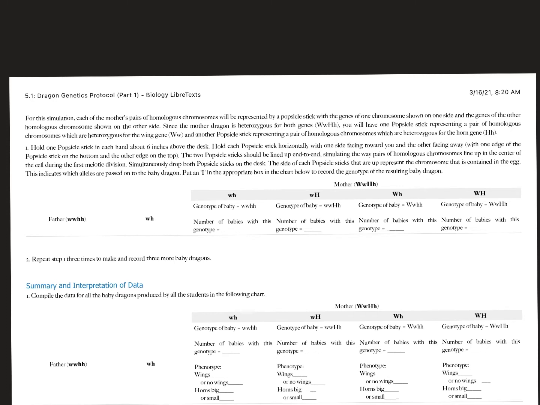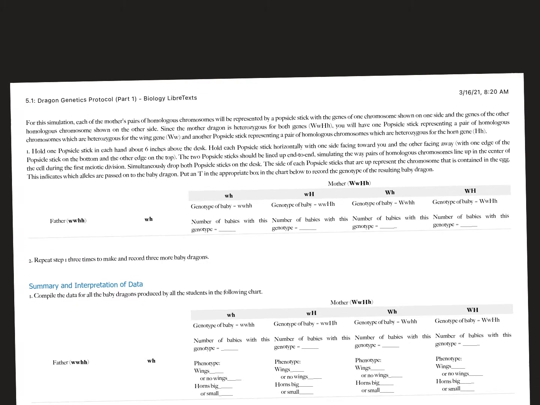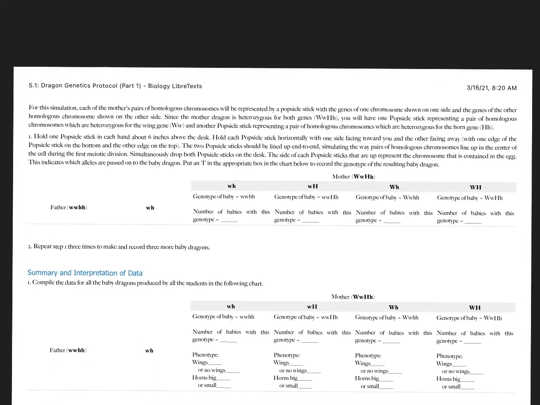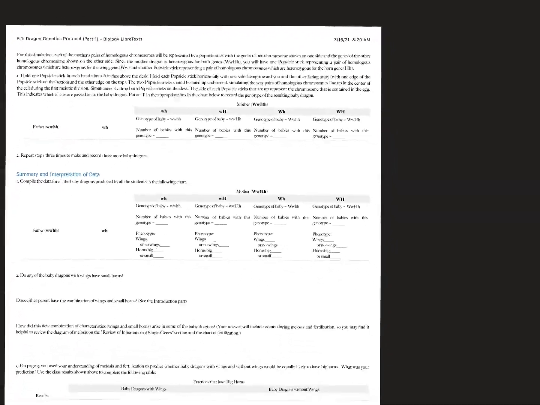For the simulation, each of the mother's pairs of homologous chromosomes will be represented by a popsicle stick with the genes of one chromosome shown on one side and genes of the other homologous chromosome shown on the other side. Since the mother dragon is heterozygous for both genes, you will have one popsicle stick representing a pair of homologous chromosomes which are heterozygous for the wing gene, big W, little w, and another popsicle stick representing a pair of homologous chromosomes which are heterozygous for the horn gene, big H, little h.